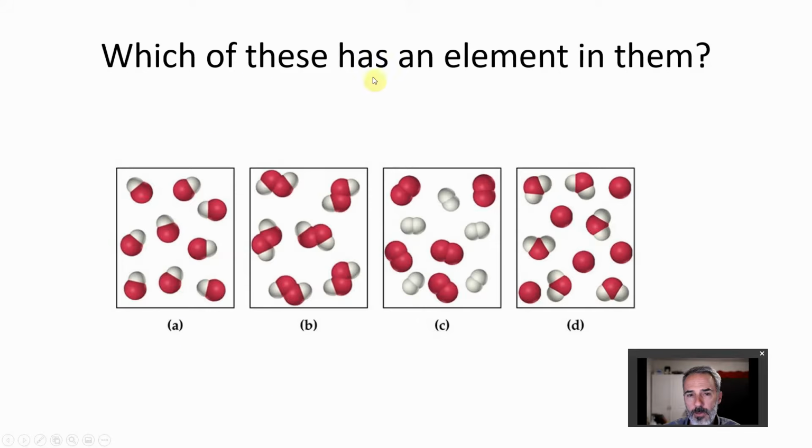What about these? Which of these has an element in them? Oh, I think we already covered this. Definitely C has an element in it. But C is not the only one that has an element in it. What's the other one? D. D, the red sphere, seems to be an element. Seems to be a type of atom that's by itself.